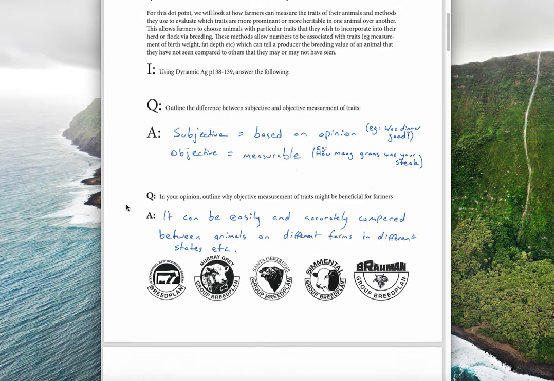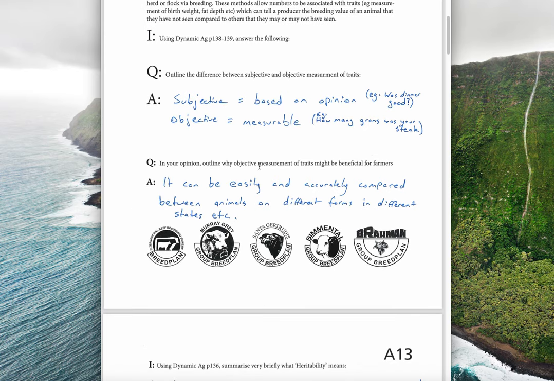Moving on, this next question: in your opinion, outline why objective measurement in traits might be beneficial. Basically because you can easily compare animals to each other on different farms in different states. So I might have an Angus stud farm in New South Wales, and I want to improve the milking volume of my cows, and maybe I can look at numbers of milking volume of Angus cattle somewhere else. I can just look it up online, or I can get the information somehow without seeing the cattle.